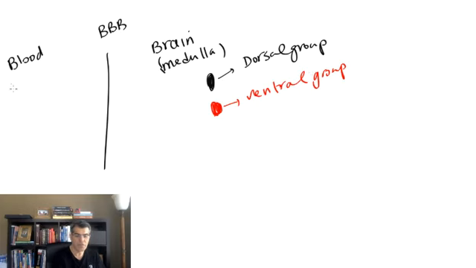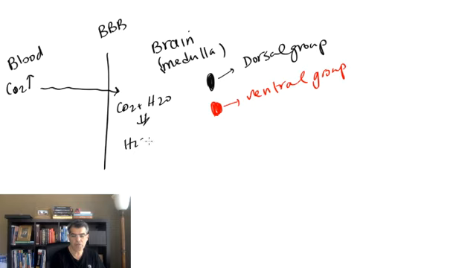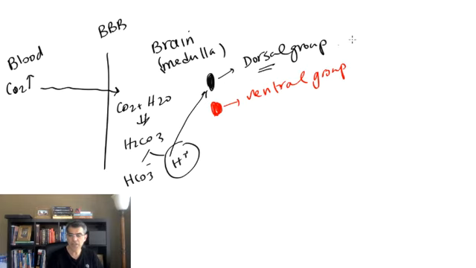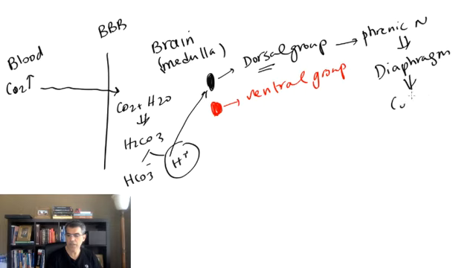So here's how it works. When the CO2 inside the blood goes up, this CO2 can pass through the blood-brain barrier. CO2 is going to join water and create, as you know, H2CO3. H2CO3 is going to break down to bicarbonate and H. This is the H that can stimulate the dorsal group. When the dorsal group is stimulated because of H, it's going to send an impulse through the phrenic nerve to the diaphragm, and that is going to lead to contraction. As a result, you can breathe in.